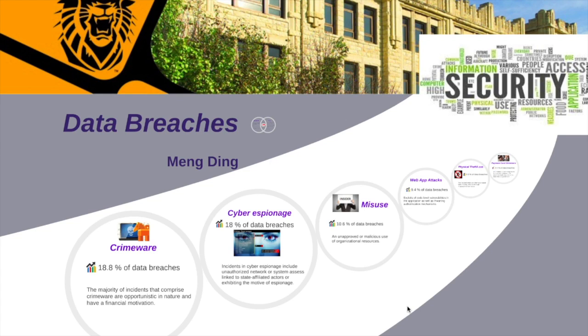As FBI Director Robert said, there are only 2 types of companies: those who have been hacked and those who will be. To most companies, data breaches are a critical and progressive issue. One data breaches report indicated that 89% of breaches had a financial or espionage motive.